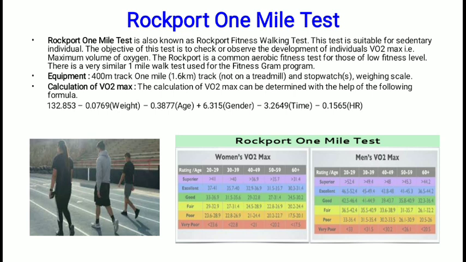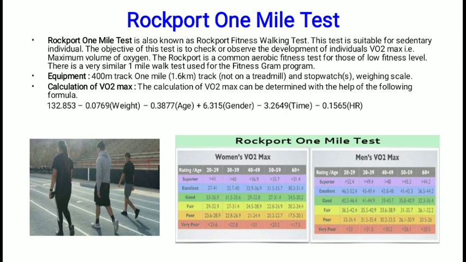Then what equipment is required? It requires a 400-meter track, a stopwatch, and a weighing scale. The 400-meter track is considered for the 1 mile, 1.6 kilometer distance. The person cannot perform this test on a treadmill, so they need to go on the ground. They can do this workout on the 400-meter track. It requires a stopwatch and weighing scales.